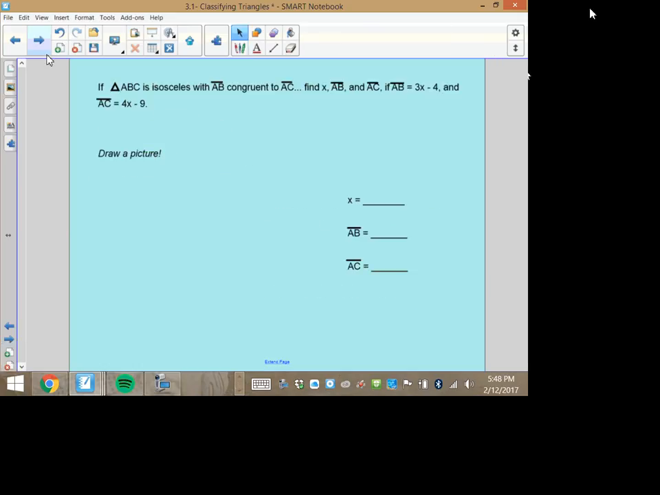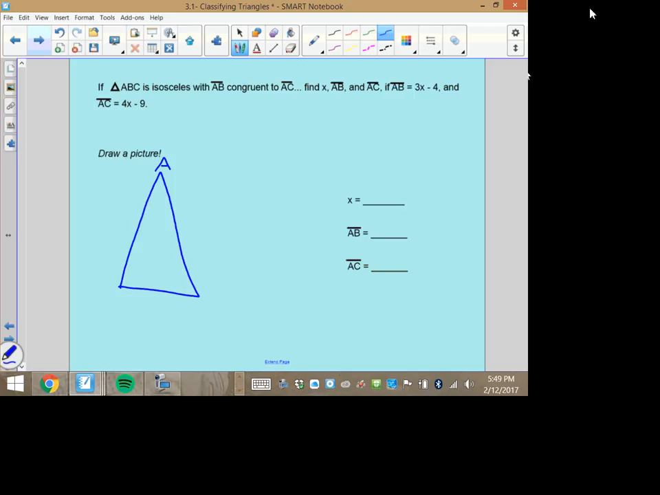Last part here, if we have an isosceles triangle, triangle ABC, so let's draw one of those, where AB is congruent to AC, so that means that A is going to be our vertex, and we have B and C. We want to find x, AB, and AC if AB is 3x minus 4 and AC is 4x minus 9. Since it's an isosceles, we know that these two sides are congruent. So we can solve for x by setting 3x minus 4 equal to 4x minus 9.